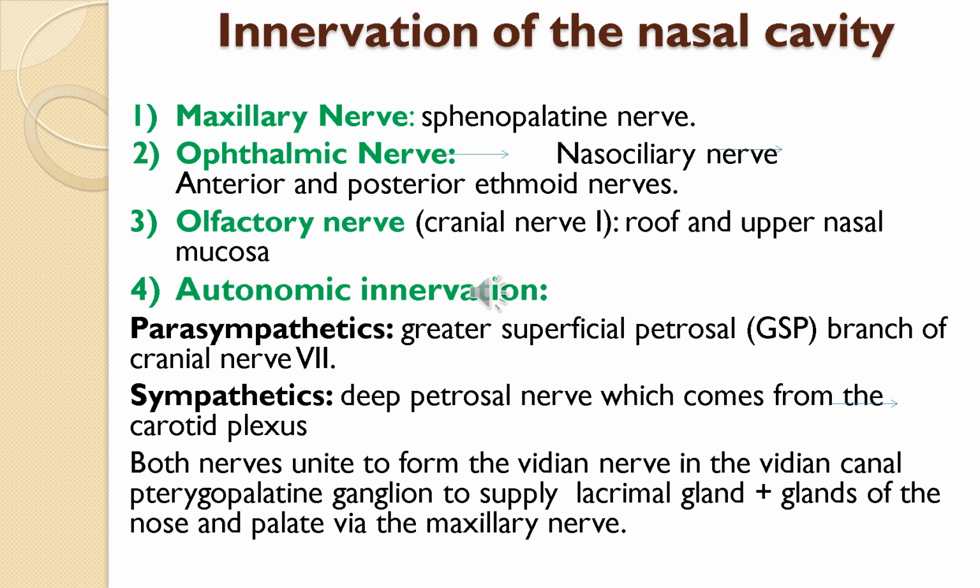The last innervation is the autonomic innervation. It's very important because it is responsible for the autonomic function of the nose. It's formed by parasympathetic and sympathetic supply. The parasympathetic is through the greater superficial petrosal nerve of the facial nerve, and the sympathetic through the deep petrosal nerve, which comes from the carotid plexus. Both nerves unite to form what's called the vidian nerve. This autonomic innervation is very important to control the diameter of the blood vessels, to control the secretion of mucus from the goblet cells, and to control the movement of the cilia. It's very important to the nasal function.